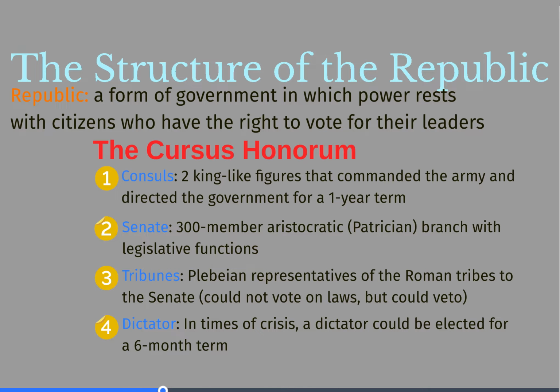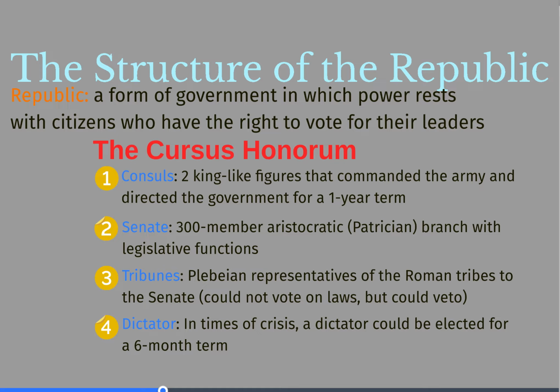And finally, this will become important as we look at the fall of the Roman Republic. The Constitution of the Roman Republic allowed for a dictator in the time of an emergency. So if there was a crisis, there would be a dictator that could take power for a 6-month term only. And this was for the purpose of being able to deal with crisis very, very fast. If there was an emergency, laws and decisions needed to be made quickly.